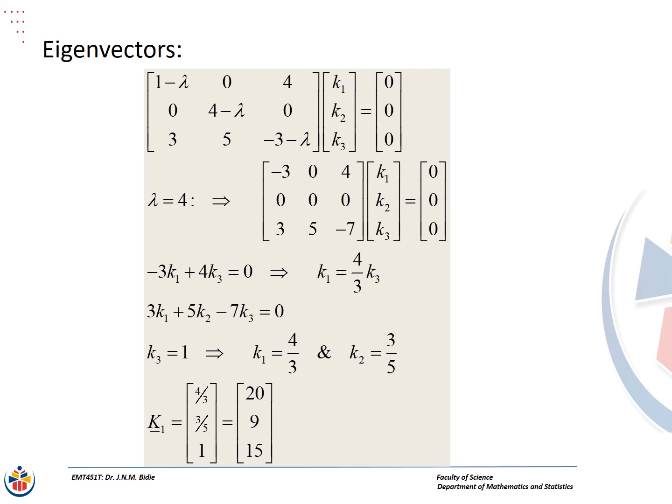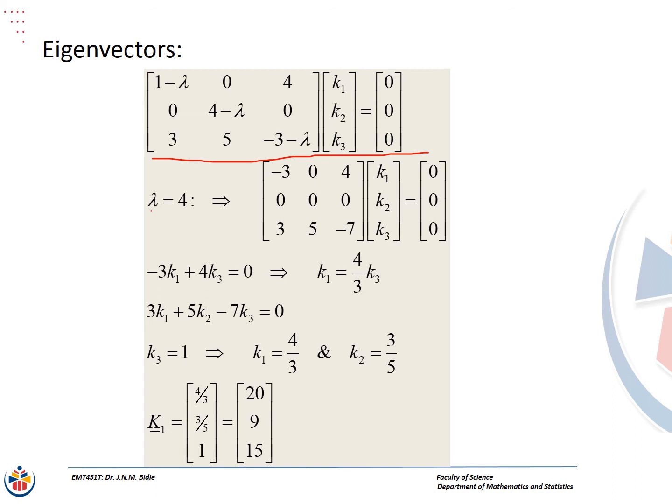Note that in order for us to find the eigenvectors, that formula holds. It's the matrix A minus lambda I into vector K is equal to vector 0. Because I already have my A minus lambda I, which was given by that matrix, I just multiplied it by vector K, which has got K1, K2, K3. Why? Because I've got three eigenvalues as well. And then on the right hand side we'll have 0, 0, 0.